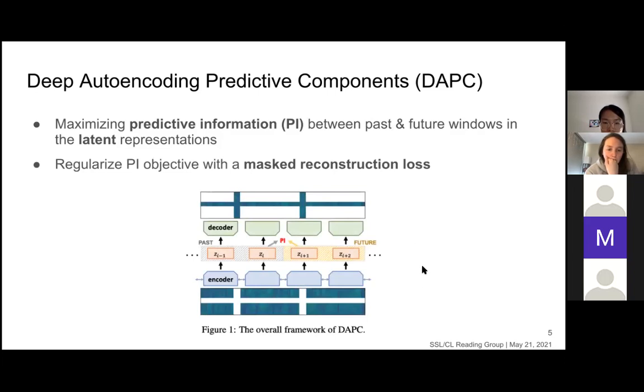So let's look at this figure. Let's say this is a sequence input, where you can assume the x-axis is the time dimension and the y-axis is the input dimension. They mask out certain parts of the time dimension as well as the input dimension, and then pass it through the encoder to get latent representations. They measure, or maximize, the PI between the past and the future windows in the latent space. And the decoder's responsibility is to reconstruct this masked portion of the inputs.